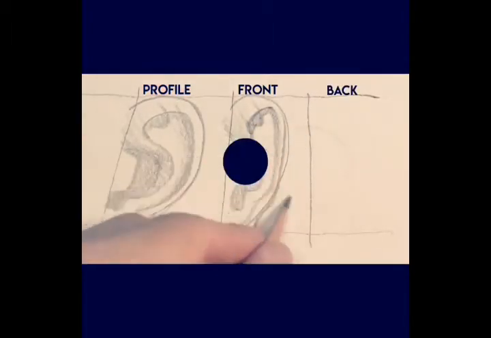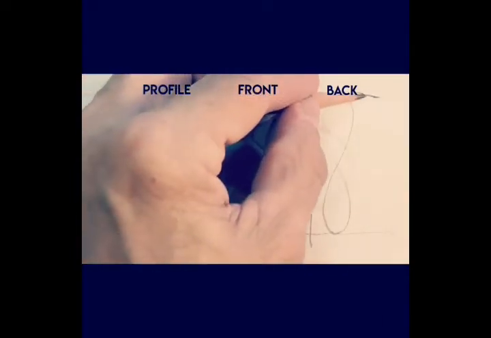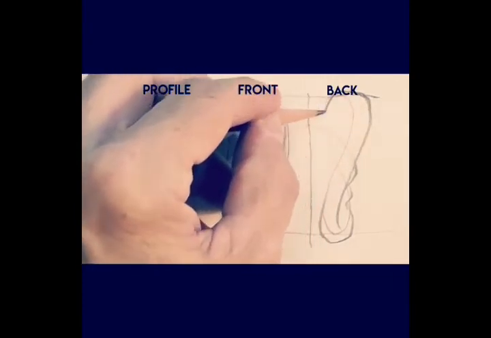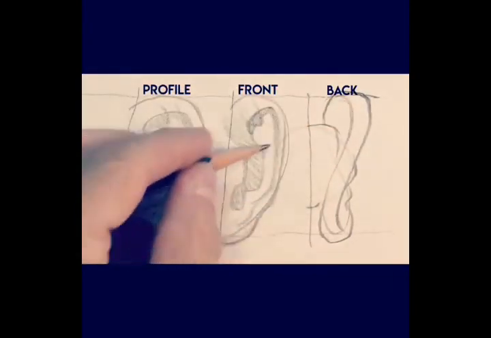For the back of the ear, start with a circle that connects the ear to the skull. Overlap that with the infinity sign. This is the helix from the back. Add the cartilage and shade.